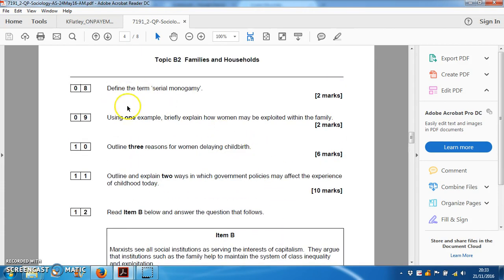Okay, so you will always get a define question, and that just means that you give a clear definition of the word that is given. In this case, you've got 2 words. You need to define what is meant by serial and what is meant by monogamy in order to get the 2 marks.